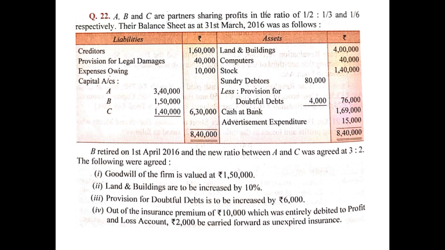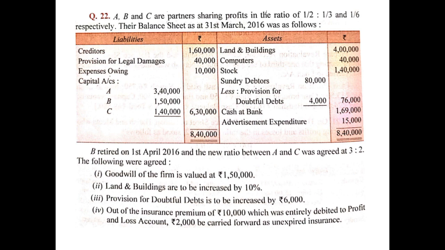Their balance sheet as at 31st March 2016 was as follows. On the asset side, you can see land and building, computers, stock, debtors, cash at bank, and advertisement expenditure. Advertisement expenditure is an accumulated loss. It is a deferred revenue expenditure. It has to be written off among all the partners in the case of retirement in the old ratio. And on the liability side, you can see creditors, provision for legal damages, expenses owing, basically outstanding expenses, and the capitals of the three partners.